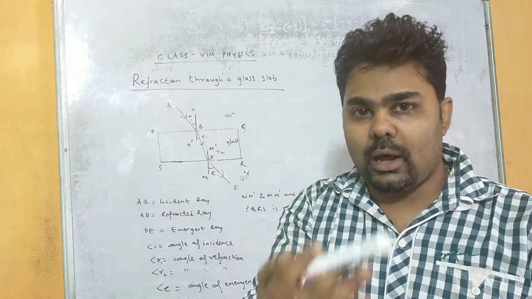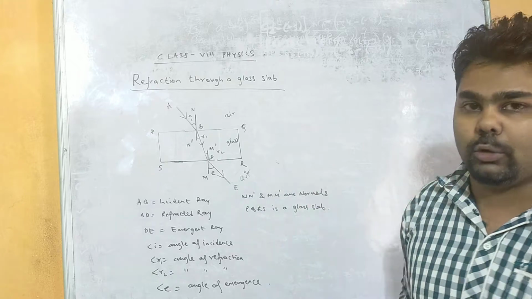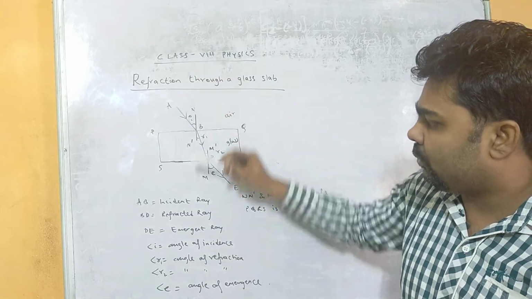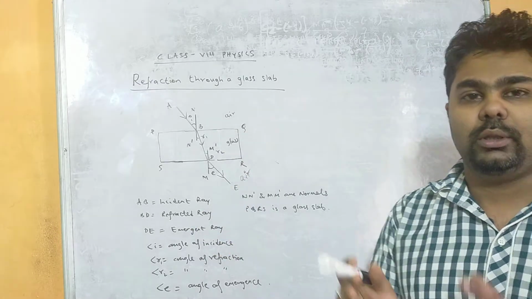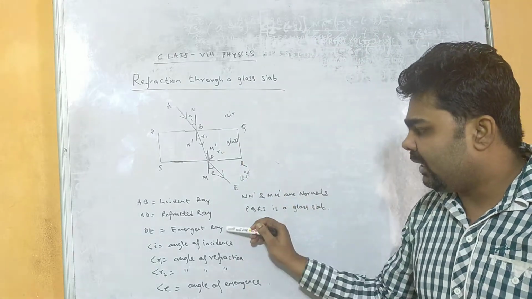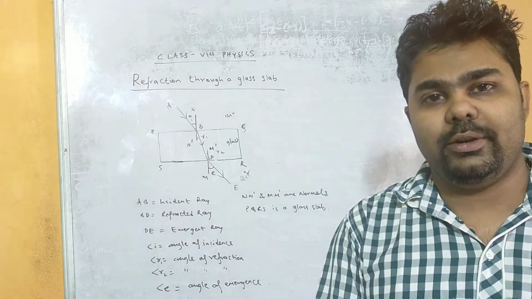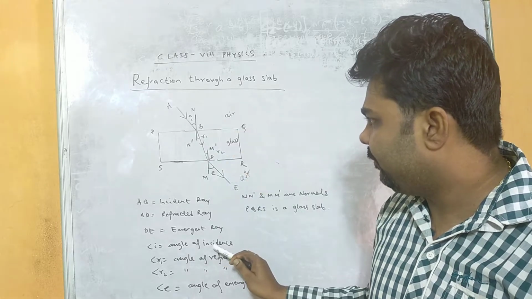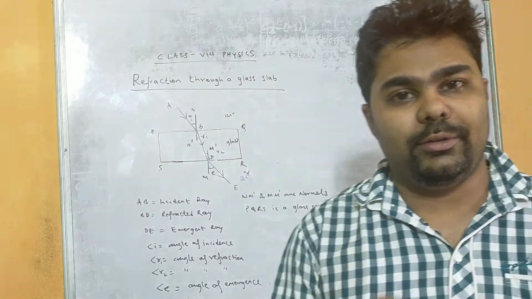Again, when the light comes out from the glass slab, that is from the denser medium to the rarer medium, it moves away from the normal. Okay, so when light falls on the glass slab, AB is called what? Incident ray. BD is called the refracted ray because the light has bent, and DE is called the emergent ray. We know the angle subtended between the incident ray and the normal is called the angle of incidence. The angle subtended between the refracted ray and the normal is called the angle of refraction.